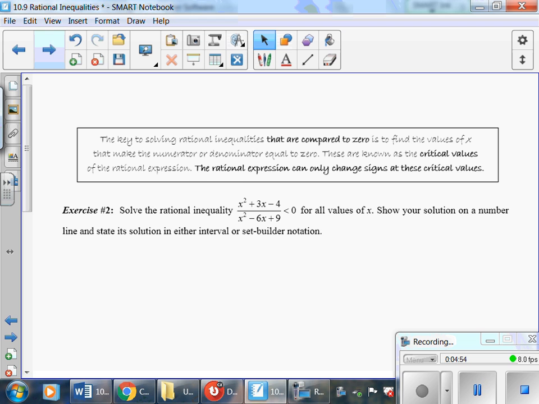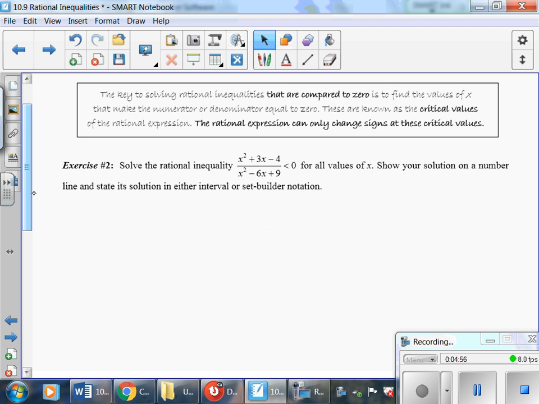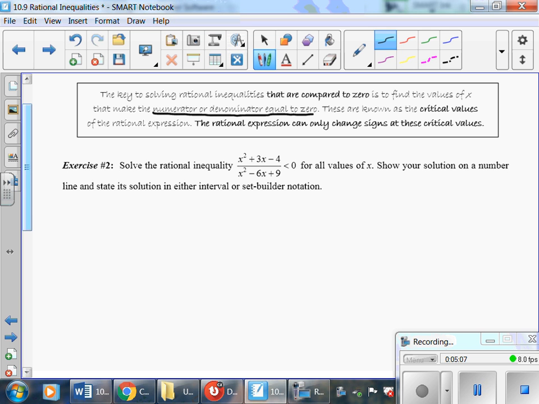So the key to solving rational inequalities is that they are compared to 0, and you find the values of x that make the numerator or denominator equal to 0. These are called critical values of the rational expression. The rational expression can only change signs at these critical values. So in other words, when you make your number line, those are going to be your points that you're moving to and from. All right, so let's take a look at a little bit more difficult one.